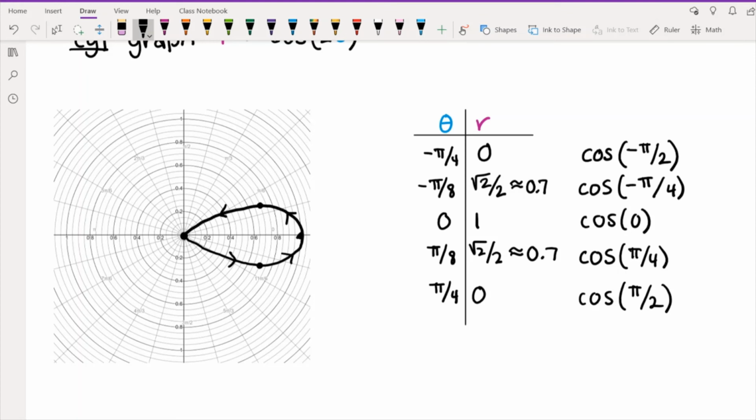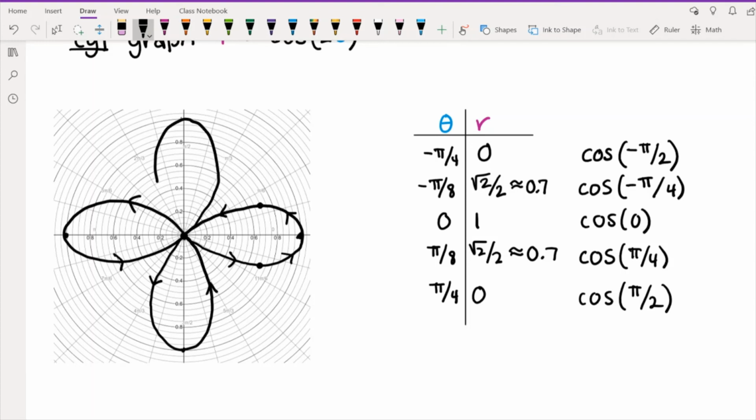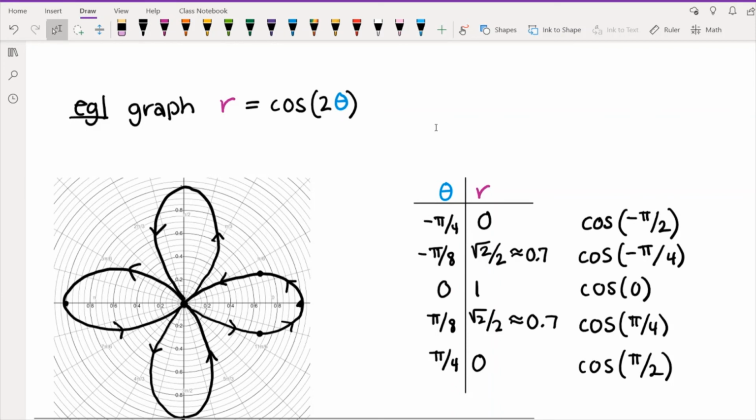And so what is the next part of this? We're not going to make a table for it, but I'll just tell you. It basically traces out another one of these flower petals, and the next place it goes is in this direction. So it goes like this. And then it traces out another one going now this way. So like this. And then the last one it traces out is like this. So that's the graph of r is equal to cosine of 2 times theta.